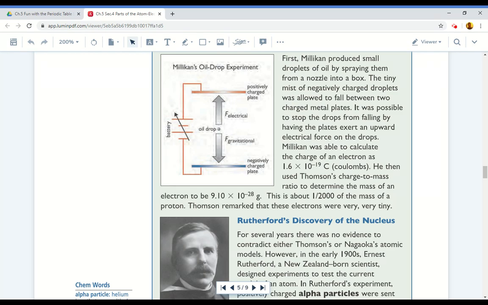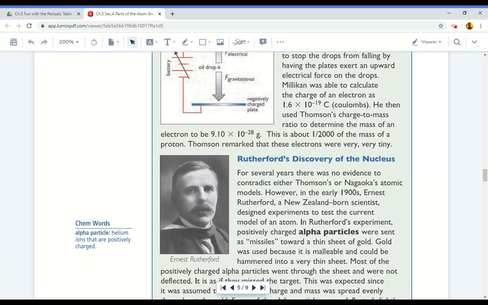Millikan was able to calculate the charge of an electron as 1.6 times 10 to the negative 19th power coulombs. He then used Thomson's charge-to-mass ratio to determine the mass of an electron to be 9.1 times 10 to the negative 28th grams. This is about 1/2000th of the mass of a proton. Thomson remarked that these electrons were very, very tiny.